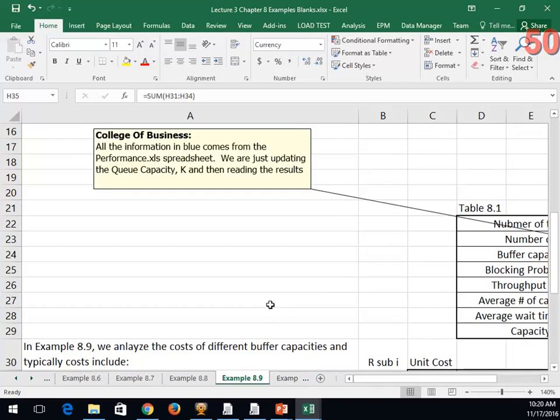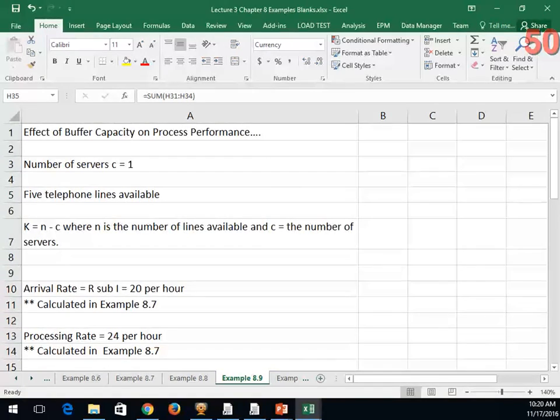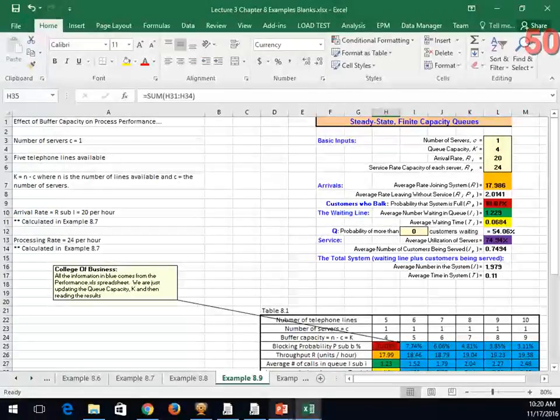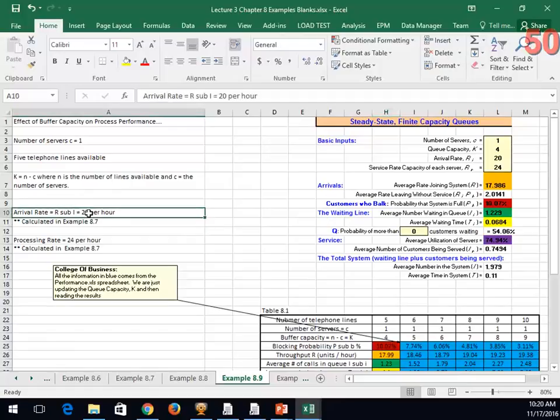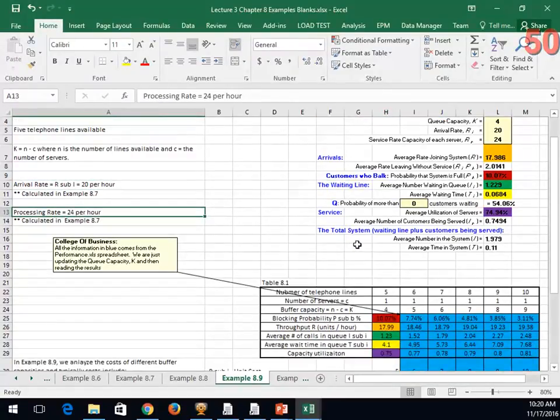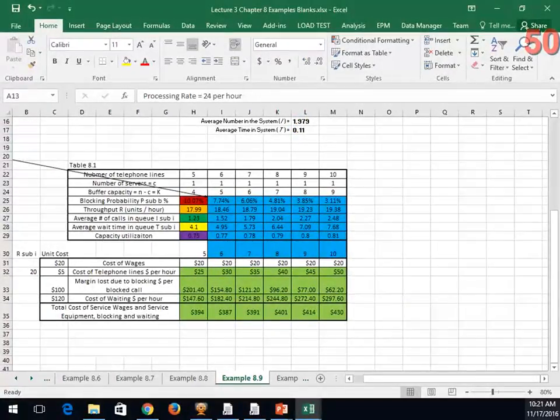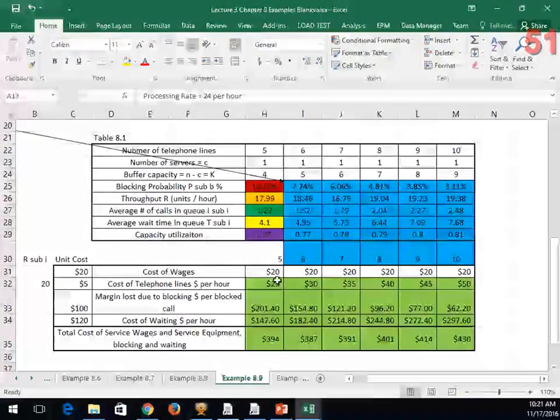So in example 8-9, we apply cost to it. Basically we start with one server and 5 telephone lines available. All of this is very similar to what we've been calculating. Our buffer capacity is the number of telephone lines minus the number of servers. Our arrival rate, which we calculated in 8-7, was 20 per hour and 24 per hour. So we take this information that we got in 8-8, and we apply our cost to it.